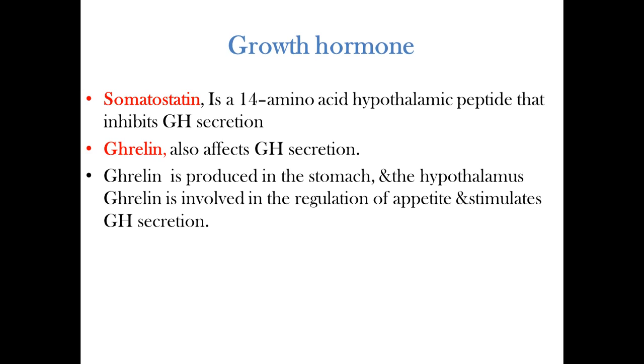Somatostatin is a hypothalamic peptide. It inhibits the growth hormone secretion, and as we said, it is not found only in the hypothalamus, it can be found in other tissue, especially in the GIT. Ghrelin is another peptide that affects the secretion of growth hormone. It has a stimulatory effect on growth hormone secretion. The main function of ghrelin is in the regulation of the appetite.